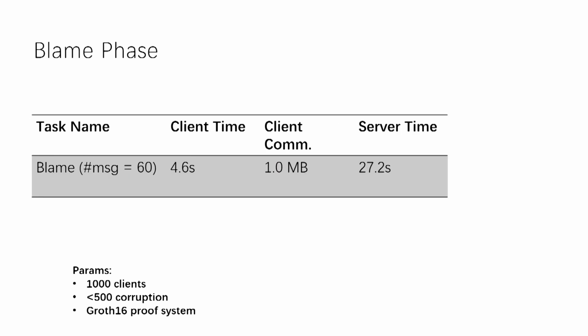I don't have time to talk about the blame phase, but we want to highlight that our blame phase is also pretty efficient. For example, if every client has 60 messages, the blame phase takes the client only 4.6 seconds. The communication per client will be 1 megabyte. The server time is a little bit more, but it also takes less than 30 seconds.